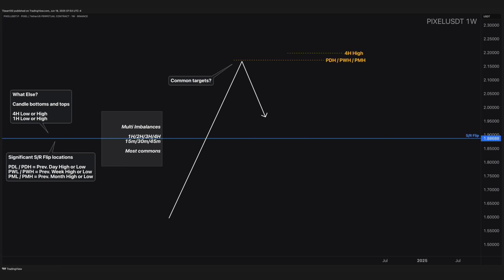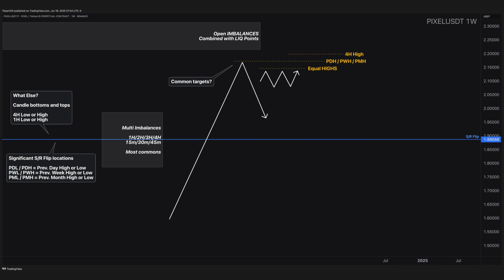For micro scalpers, the high of the 4-hour candle also can be a great target. Furthermore, if I see any kind of equal highs, it will give me extra confidence on my targets. And finally, I always try to combine liquidity points like these ones with imbalances for much better targets. These are great price magnet locations. They are pulling the price.